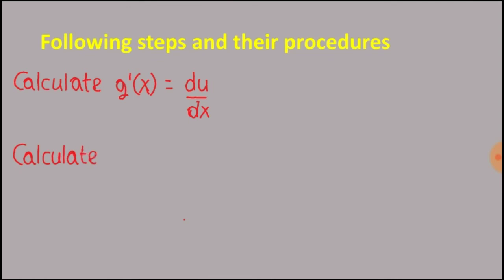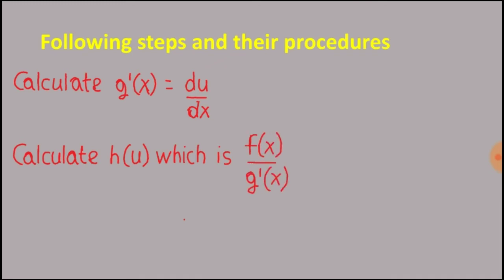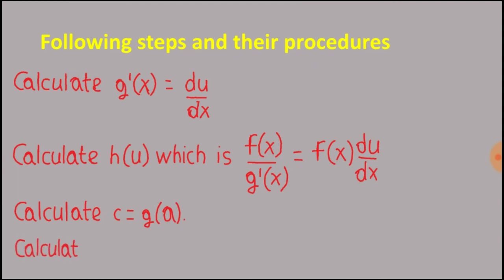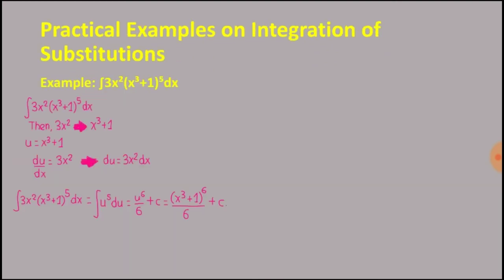Following are the steps and their procedures. First, calculate g prime of x, which is equal to du over dx. Second, calculate h of u, which is f of x over g prime of x, which equals f of x times dx over du. And third, calculate c, which is equal to g of a, and calculate d, which is equal to g of b. So that you got it.